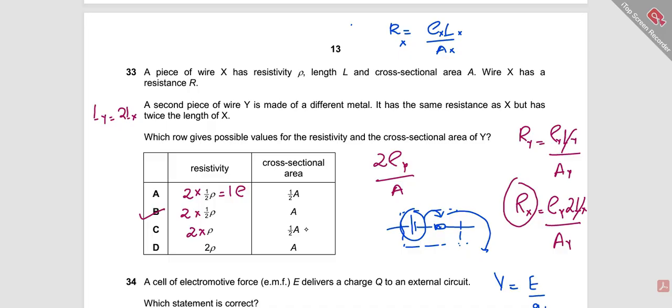Do you have 2 times area here? No. You multiply this with 2, you get 4 times resistivity. Do you have 4 times area here? No, because that would then have given us the same ratio. This is also incorrect and this is also incorrect. So this makes us conclude that option B is correct.